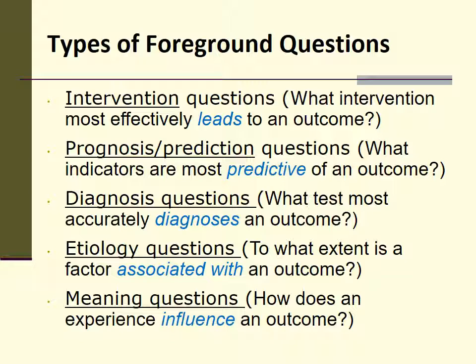There are 5 basic types of foreground questions. Though their components are the same, they differ in what they are specifically asking. Intervention questions ask what intervention most effectively leads to an outcome. Prognosis or prediction questions ask what indicators are most predictive of an outcome. Diagnosis questions ask what test most accurately diagnoses an outcome. Etiology questions ask to what extent a factor is associated with an outcome, and meaning questions ask how an experience influences an outcome.